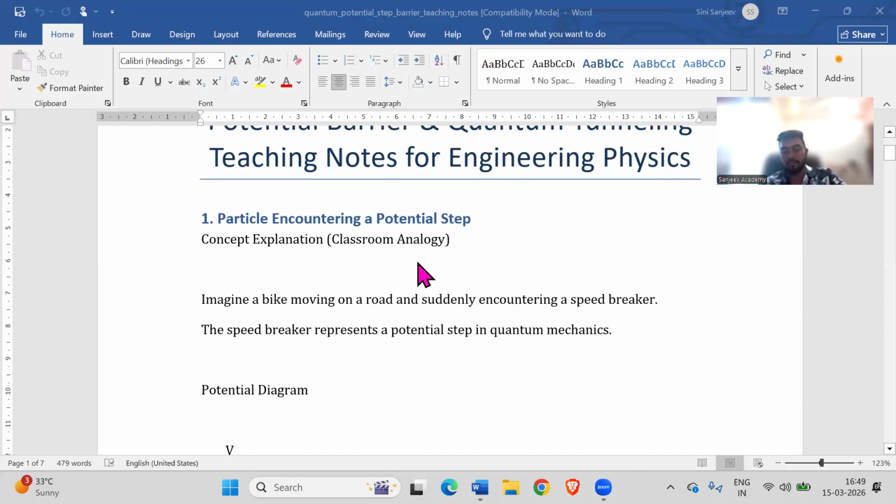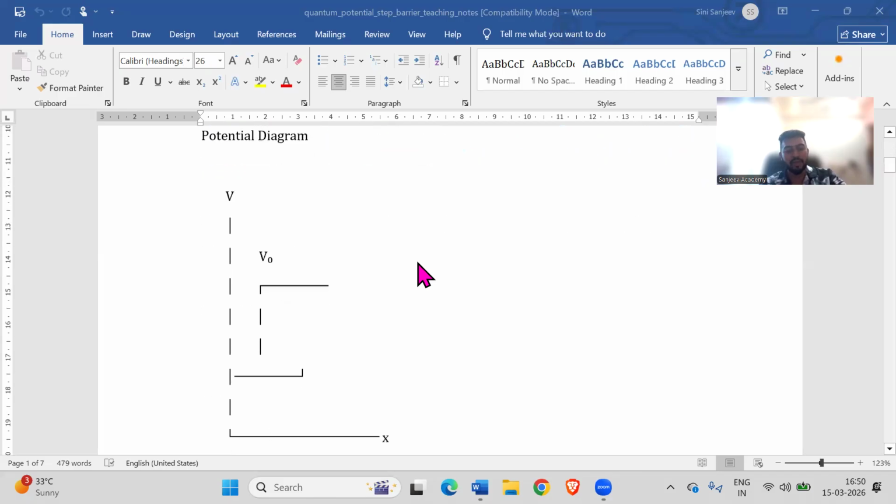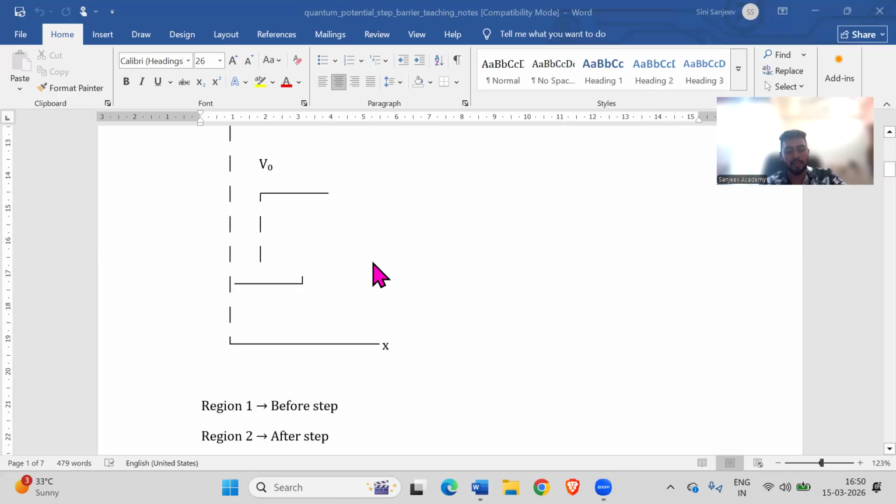Encountering a potential step is nothing but, suppose I'm driving a bike or a bullet or any two-wheeler, and suddenly I encounter a speed breaker, right? That speed breaker represents the potential step in quantum mechanics. So that's the first thing.